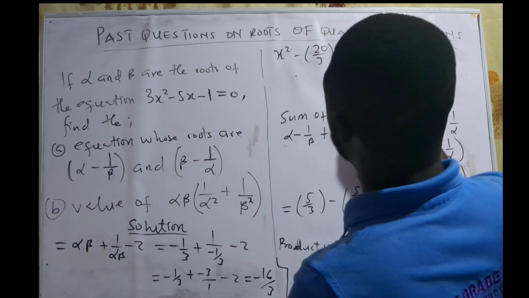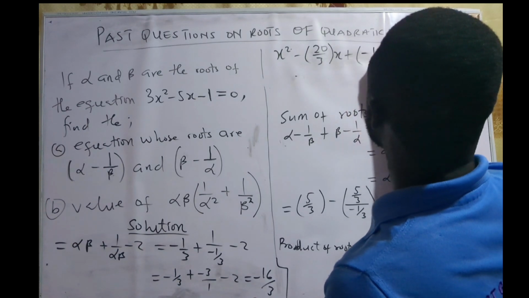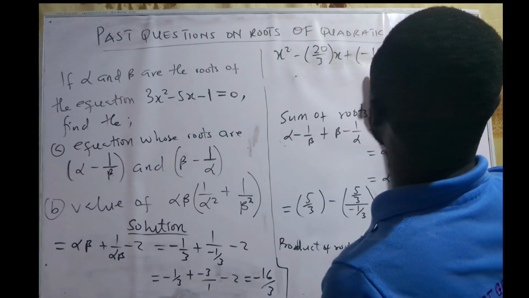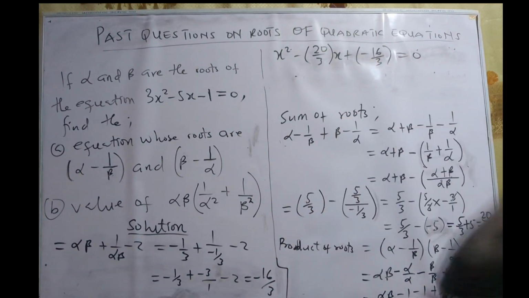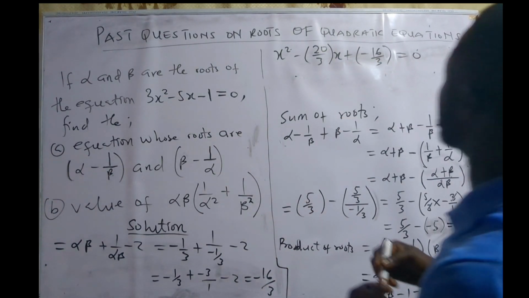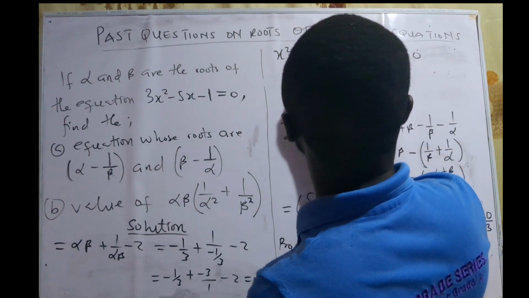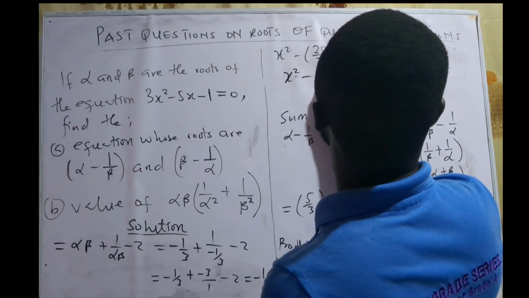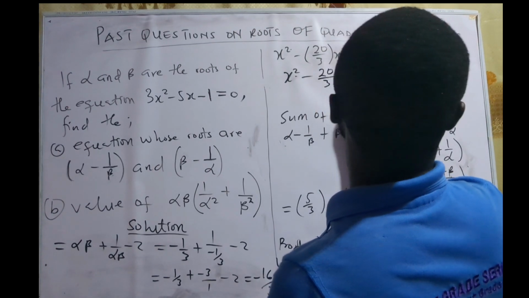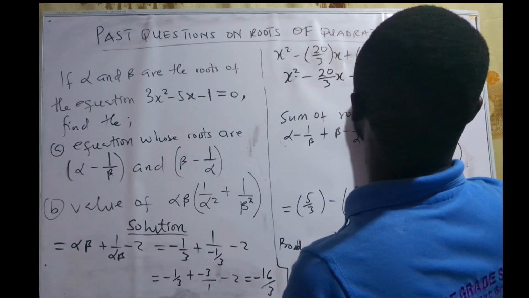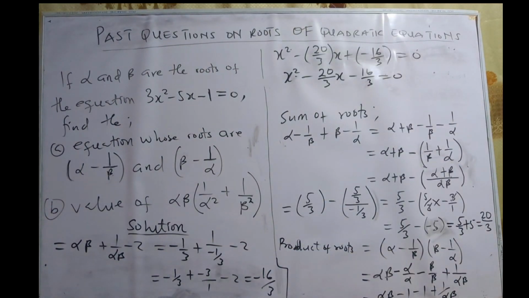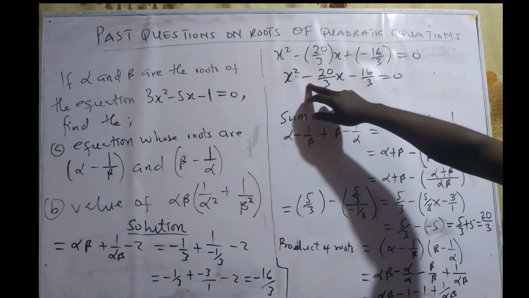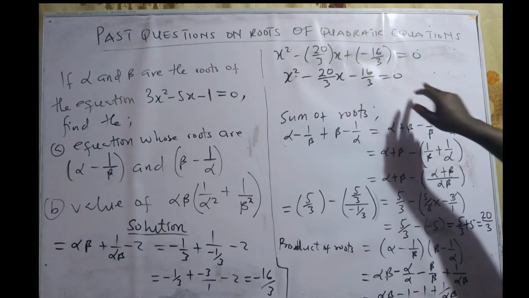x plus the product. What is the product? Minus 16 on 3 equal to 0. So x squared minus the sum plus the product equal to what? 0. So let me remove the bracket. So we have x squared minus 20 on 3 x minus 16 on 3 equal to 0. So this is the equation.